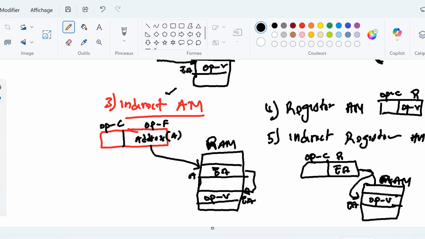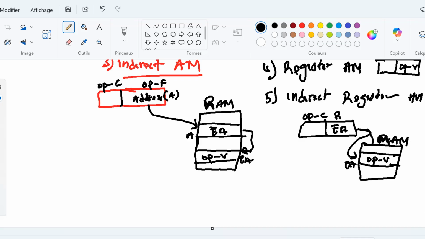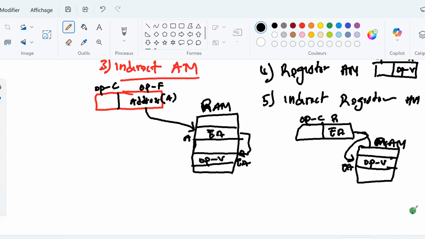The last one now will help us to answer a question, because I don't like to do things halfway. So let us go to the last one. This is the last one, number 6. The last one is what we call index addressing.